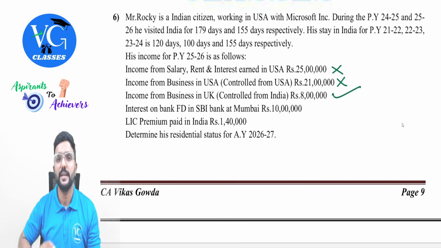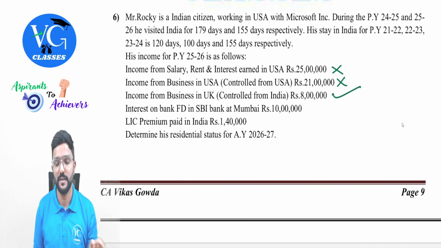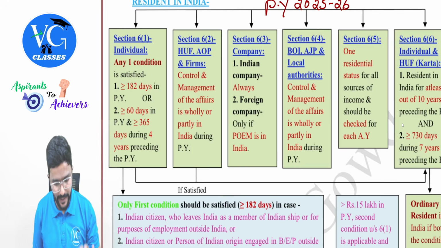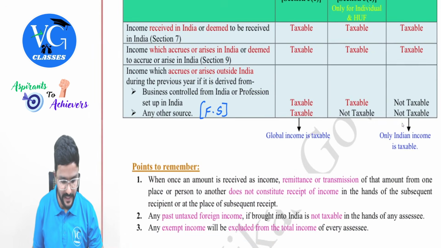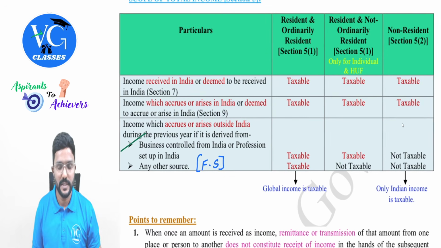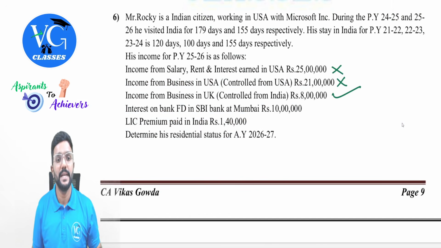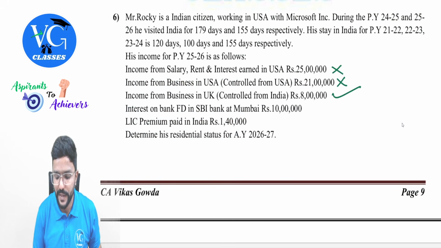Yes, guys. Actually speaking, again I am telling you, it is not an income from an Indian source. But still, as per section 5, are they taking it here? Yes. That will fall in this point. Is that clear? Yes, sir. Fine. Next, interest on bank FD in SBI Bank at Mumbai. So it is also an Indian income.